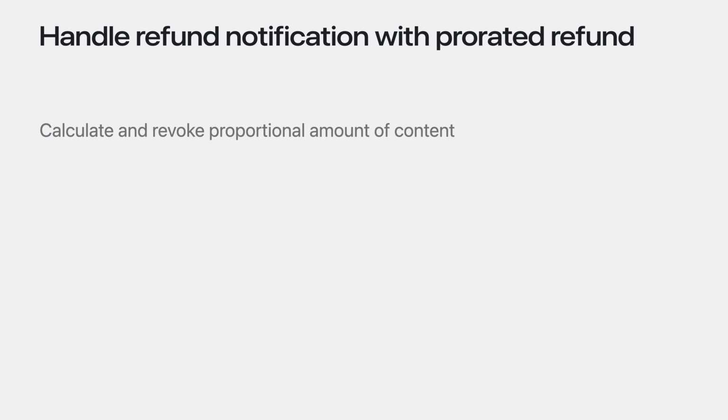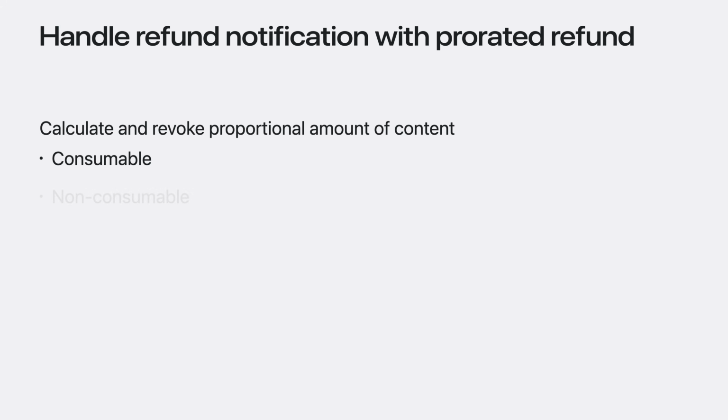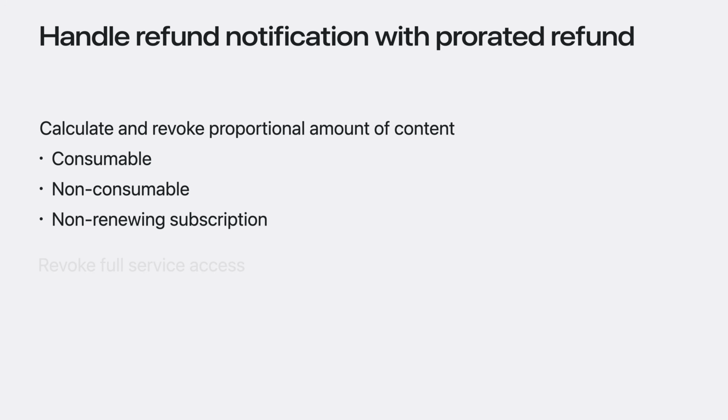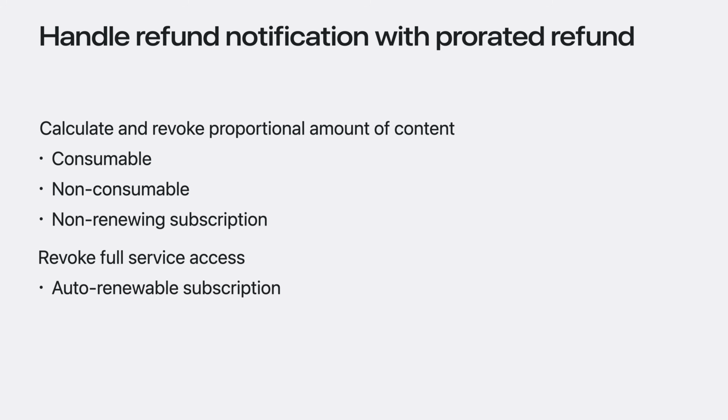I'll now show you how to handle a refund notification with prorated refund on your server. In case of a consumable, non-consumable, or non-renewing subscription product, you use the refund percentage field to calculate and revoke the proportional amount of content from the customer's account. For example, if a customer purchased a virtual currency, you may wish to reduce their balance by the refunded amount. For auto-renewable subscriptions, handle prorated refund the same way you handle full refunds. Check the current subscription status and take appropriate action.